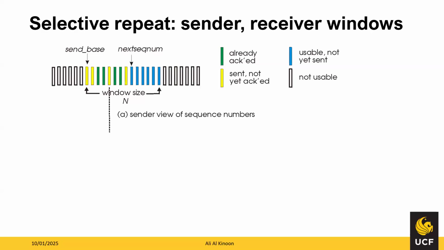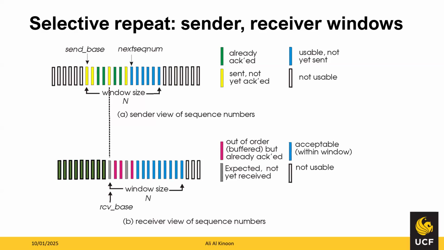So let's take a closer look at how selective repeat happens from the sender and receiver windows. On the top, we have the sender view, and we have our window size. We have green packets that are already acknowledged. We have yellow packets that are sent but are currently waiting to be acknowledged. Blue packets have not been sent yet. Everything else outside the window size we can just discard, in the sense that we're talking about this specific protocol.